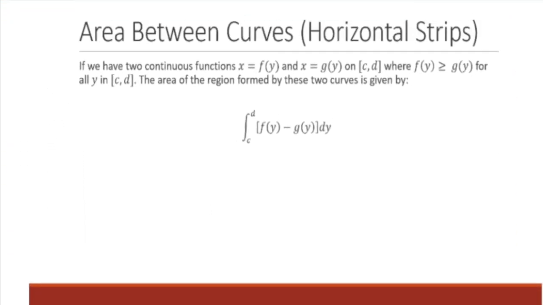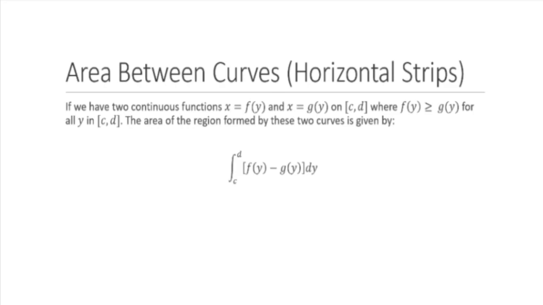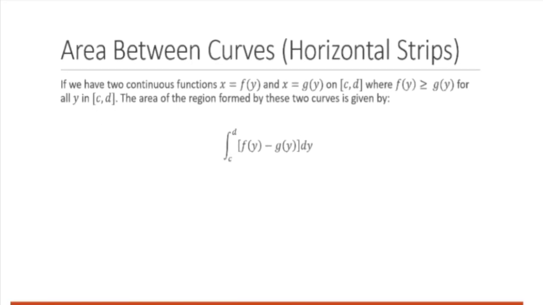Okay, so if we have two continuous functions, this time, ang variable of concern natin ay y, x equals f of y, and x equals g of y on the closed interval CD. So technically, parehas lang na yung f of y is always greater than or equal to the g of y. The area of the region formed by these two curves is given by this definite integral. So yung variable natin, instead of x, naging y. So, ang treatment natin sa function in this case would be horizontal ang orientation.